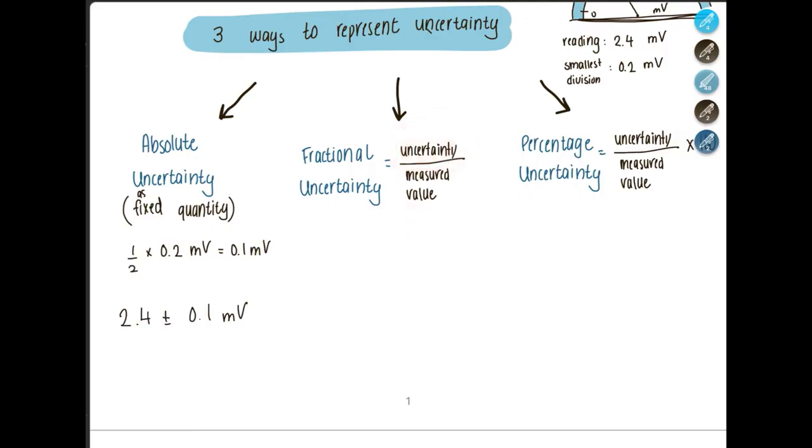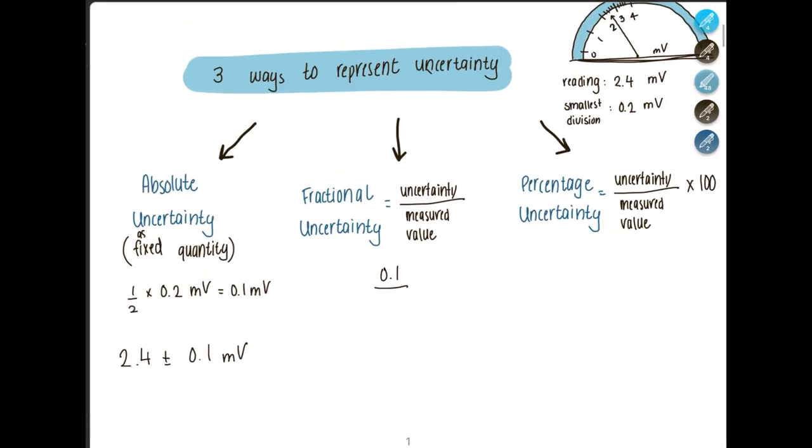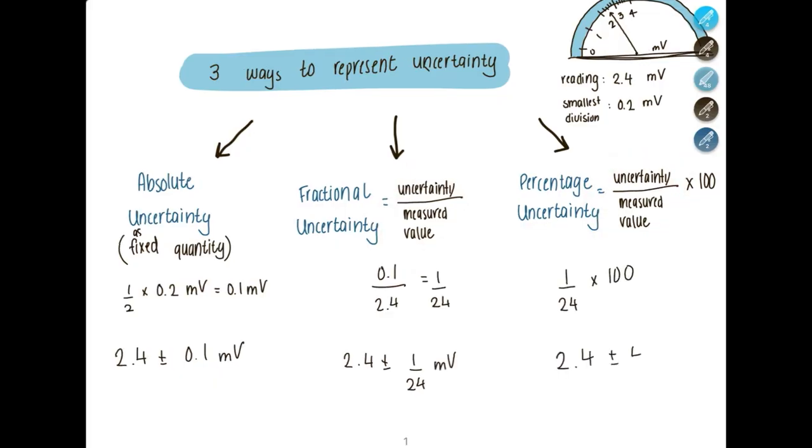To find the fractional uncertainty, divide the uncertainty by the measured value. So this is going to be 0.1 divided by the measured value, which is 2.4. So you can represent this as 2.4 plus minus 1 by 24. To find the percentage uncertainty, just multiply the fractional uncertainty by 100. So it's going to be 1 over 24, and you can represent this as 2.4 plus minus 4%.